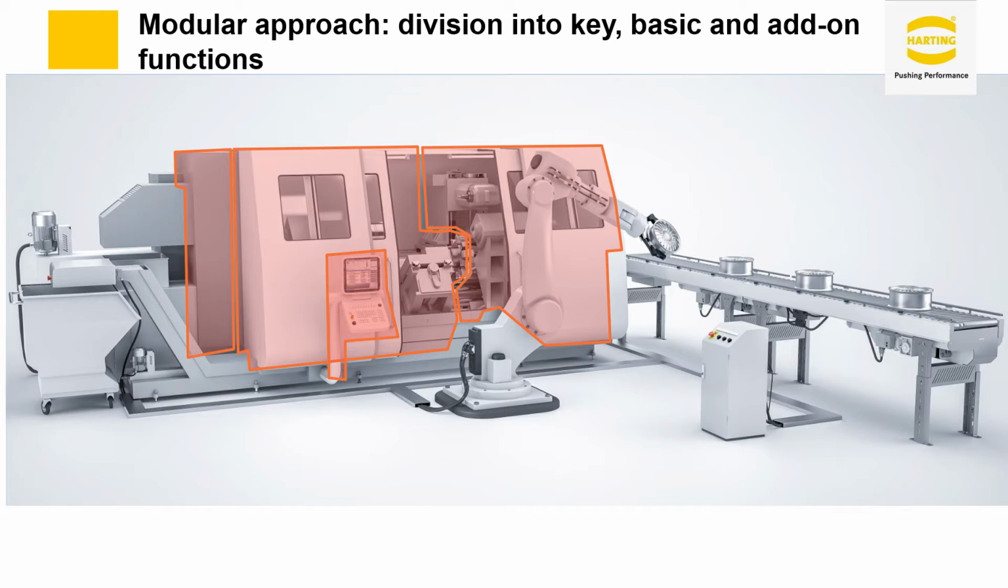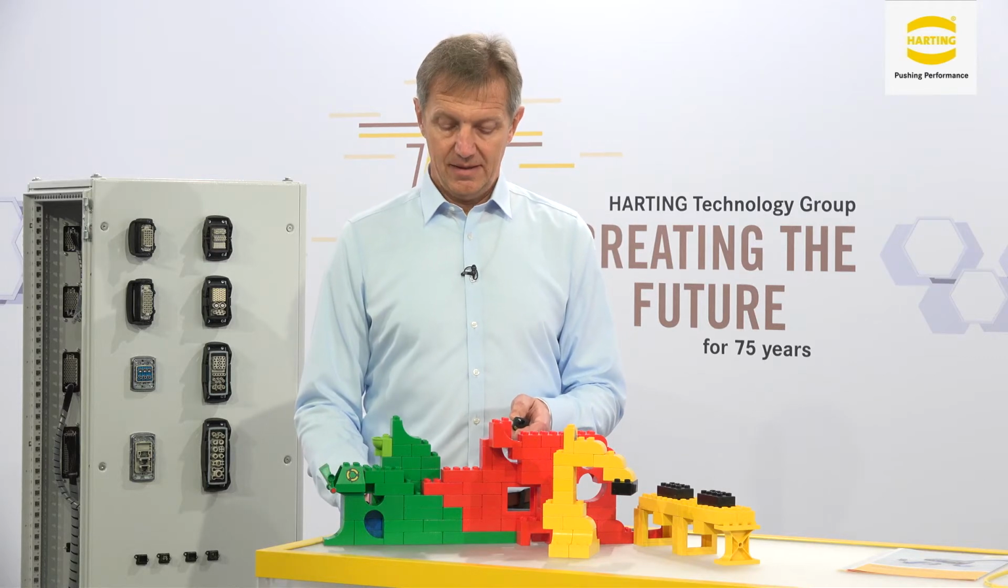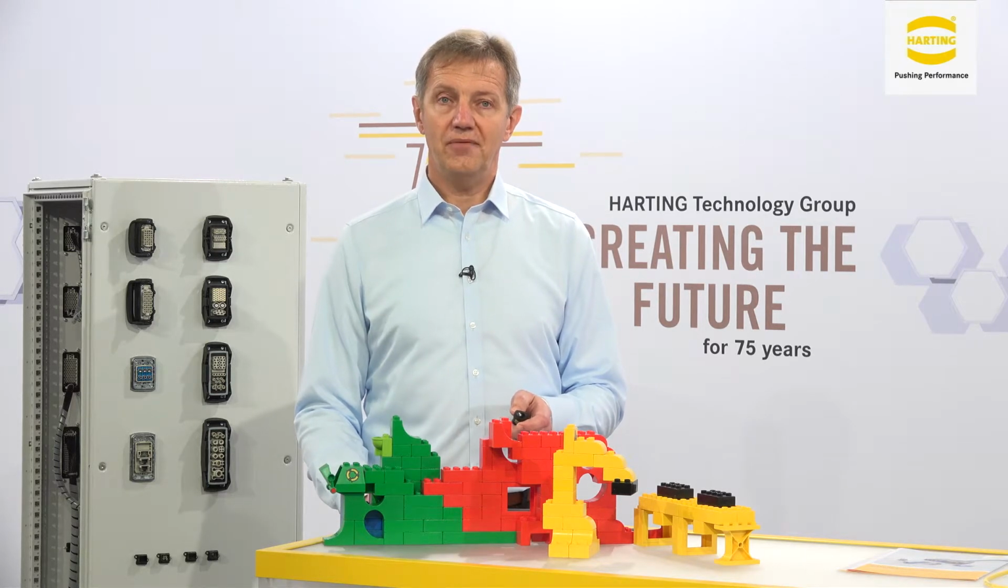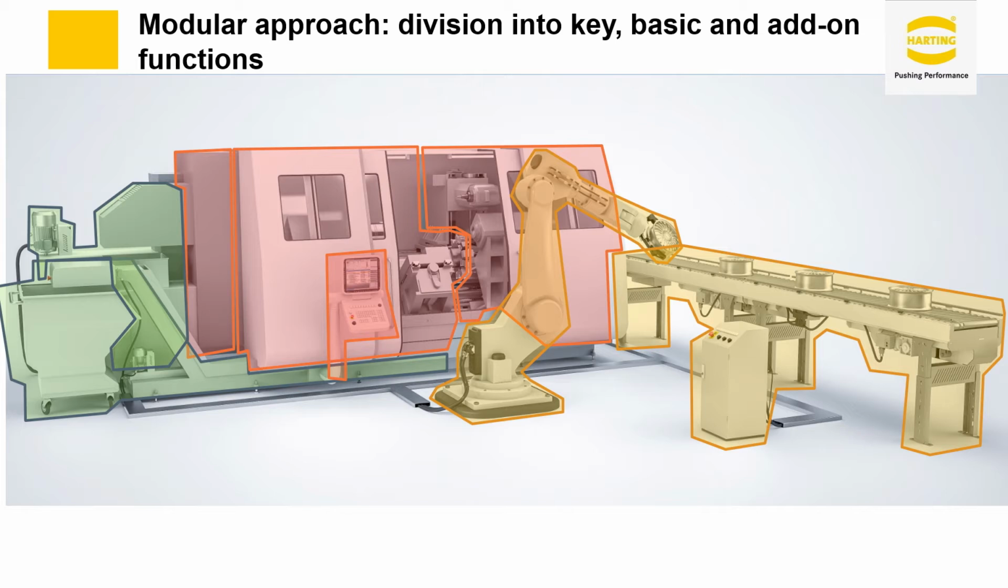The second group is the functions with the so-called basic functions. These functions are also absolutely important and critical, but this is not the core know-how of machinery equipment manufacturers. And last but not least is the group of add-on functionality, like conveyors, like robots, and similar items.